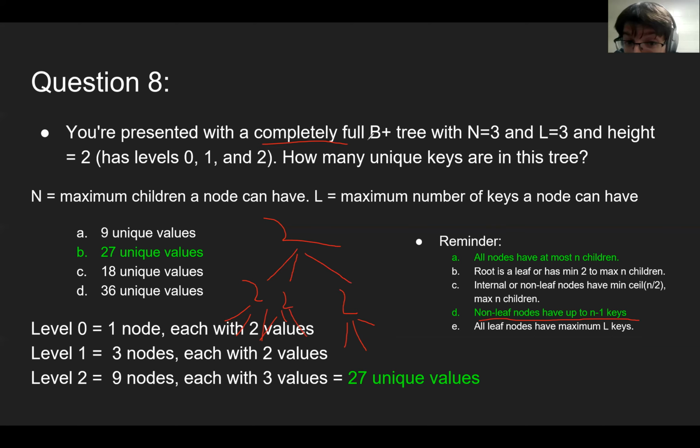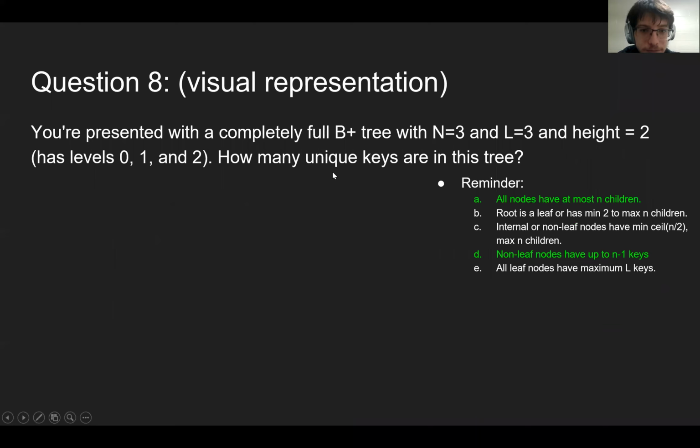But because of the B plus tree, how many unique keys are there? Remember, keys are only stored in the leaves. So don't actually worry about this in internal. So we're at 27, rather than adding on the other 8, which would be 35, but that's not even a answer choice. Okay. Hopefully that makes sense.